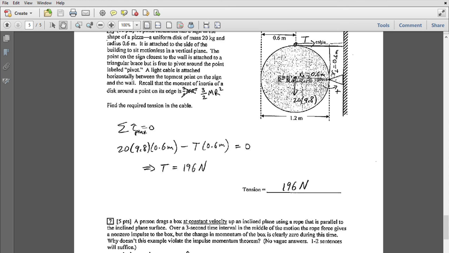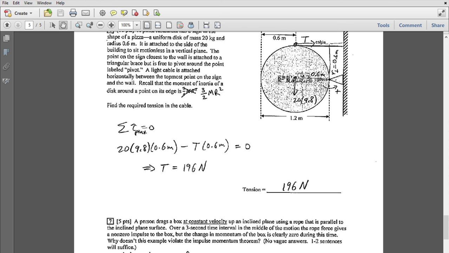Okay, so about the pivot, if this thing is in static equilibrium, the sum of the torques being applied to the pizza sign about this axis should be 0. So we have two torques being applied to it. First of all, the weight of this. We can pretend that that gravitational weight force, which is really distributed over the whole sign, is concentrated and just being applied at the center of mass of the sign, which is at the center of the disk.